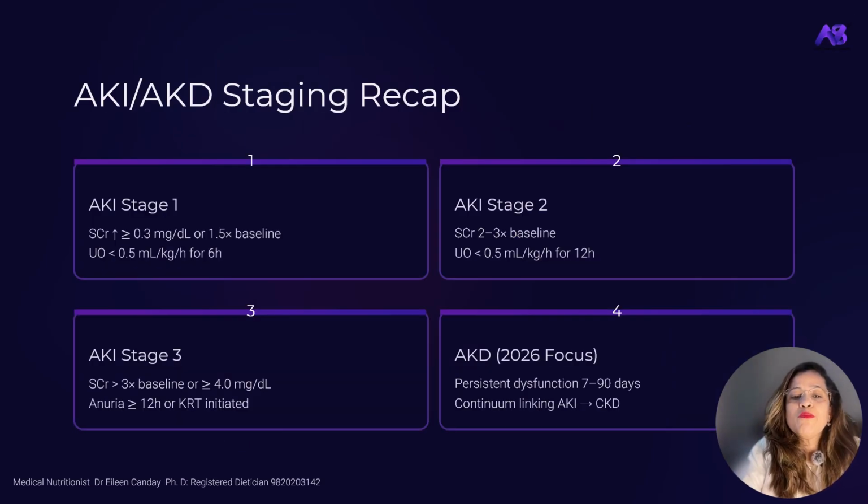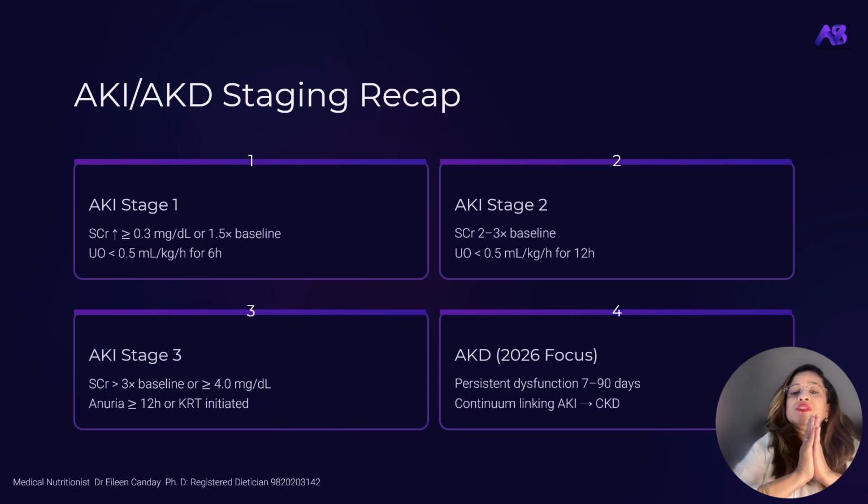And just a recap of what the stagings are. Stage 1 of AKI, creatinine rises by 0.3 or reaches 1.5 times baseline, and urine output drops below 0.5 for 6 hours. In stage 2, creatinine reaches 2 to 3 times the baseline, and urine output stays low for 12 hours. Stage 3, more severe, creatinine becomes 3 times or more than the baseline, above 4, with complete anuria for 12 hours, or the patient is already on renal replacement.